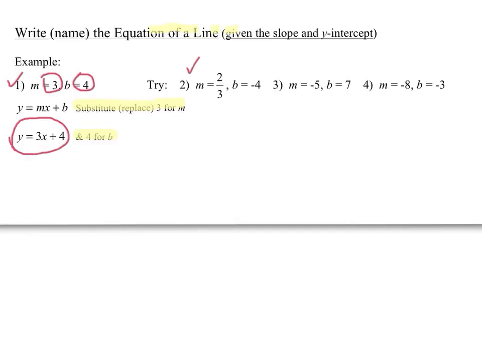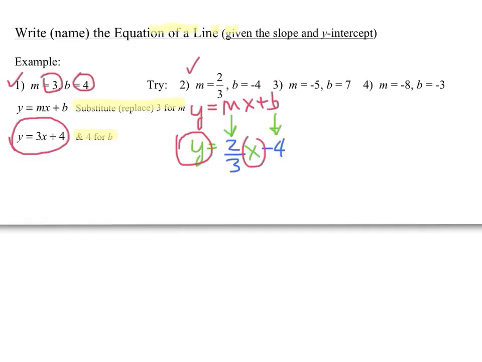I will do the second example for you. In this case, we substitute the 2/3 for the m and the minus 4 for the b. Notice, to do this successfully, you do not have to change the x or the y at all. Now I'd like you to do examples 3 and 4, and we'll check. In the third example, the answer would be substituting a negative 5 and a plus 7, so it's y equals negative 5x plus 7. In the last example, number 4, it substitutes in as y equals negative 8x minus 3.